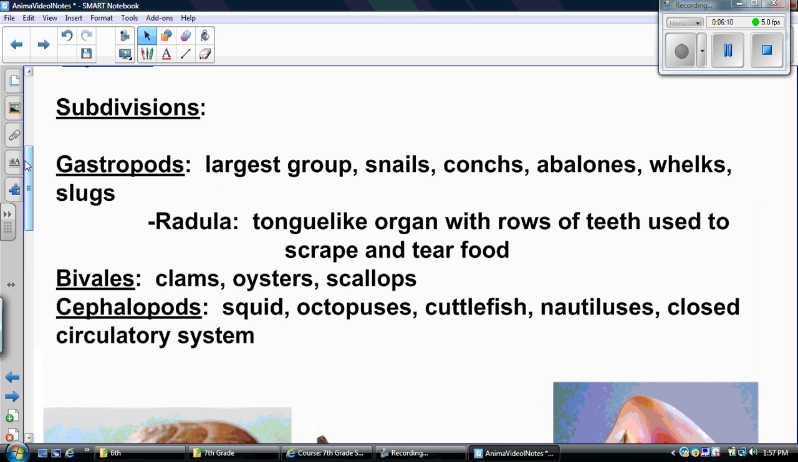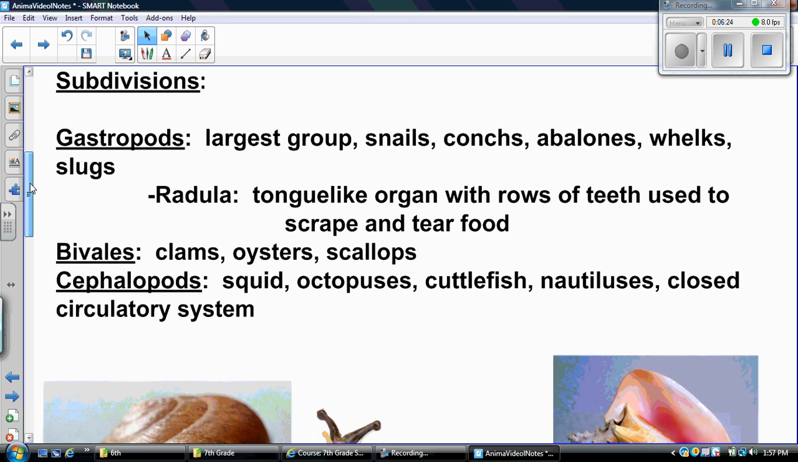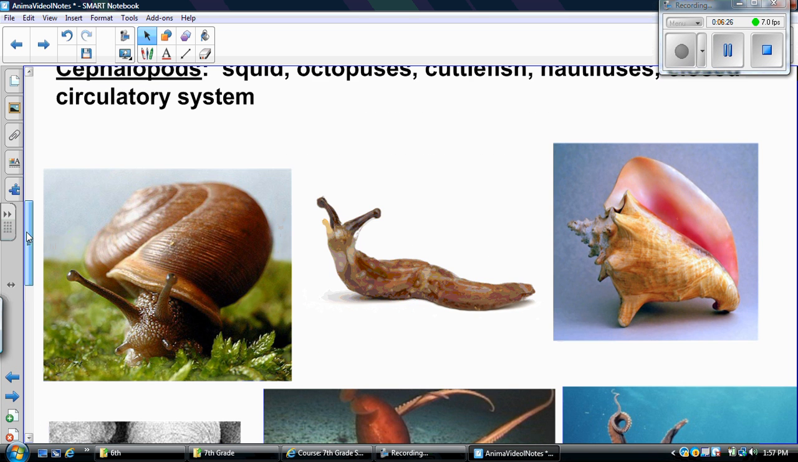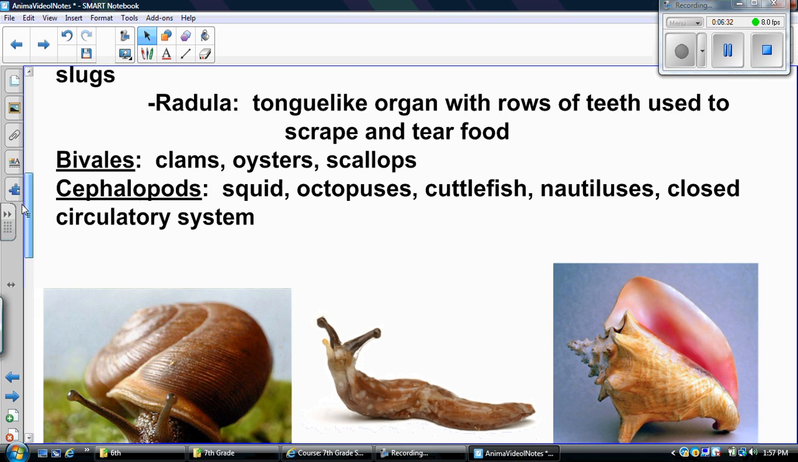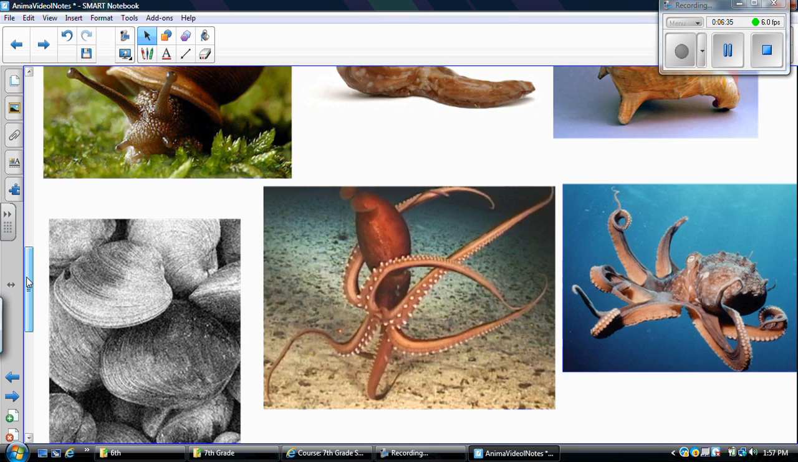Then you have bivalves, which are clams, oysters, and scallops. And then the other subdivision are cephalopods: squids, octopus, cuttlefish, nautiluses, and they are ones that have an actual closed circulatory system. So the bivalves and gastropods have an open, cephalopods have a closed. So here's your bivalves, and the bivalve is the clams, and then your cephalopods, you've got your octopus and your squids.